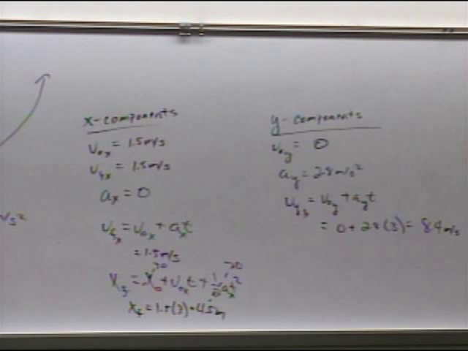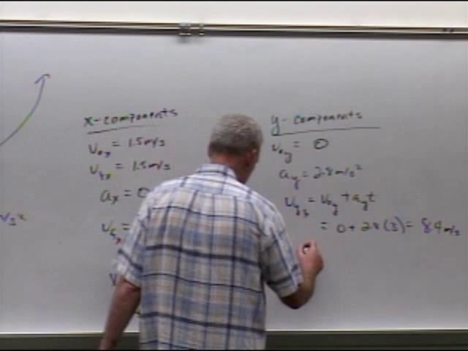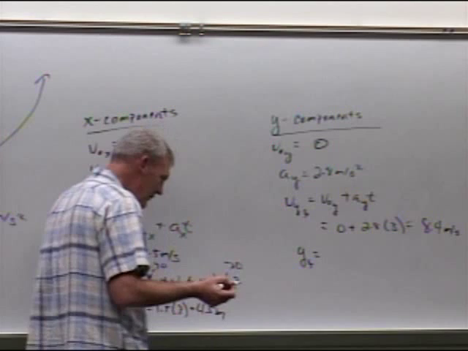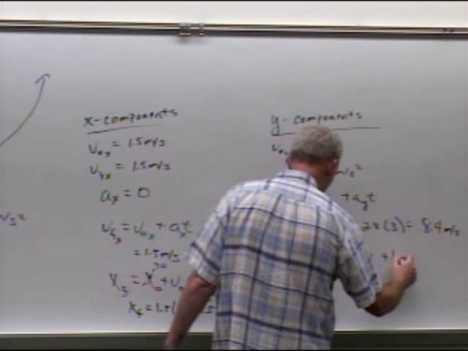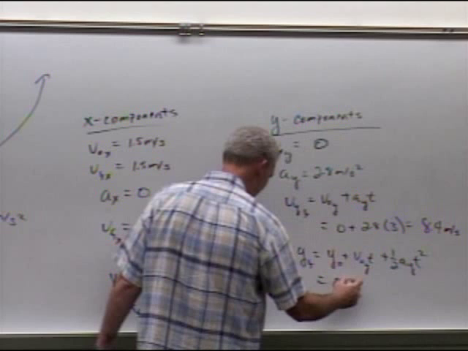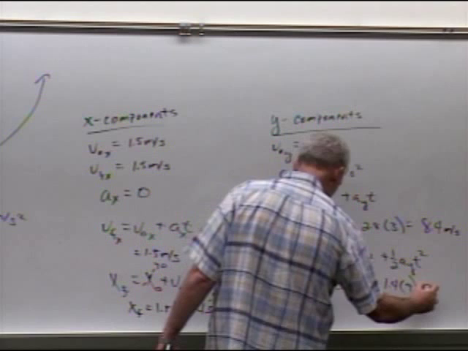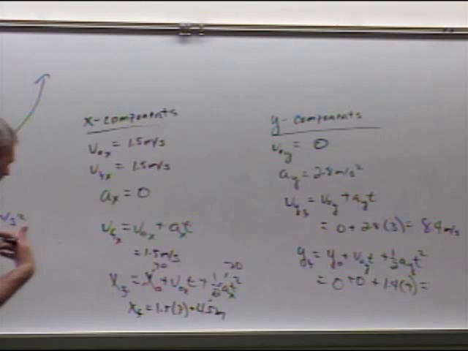And the final position vector in the y direction would be y naught plus v naught y times t plus 1/2 a y t squared, which plugging in, this is 0 plus 0 plus 1.4 times 9, which gives me 12.6 meters.